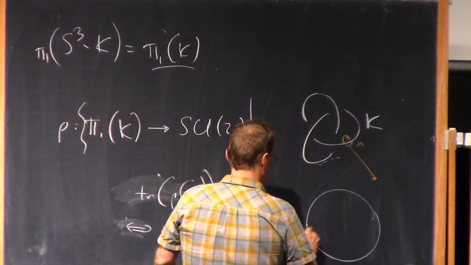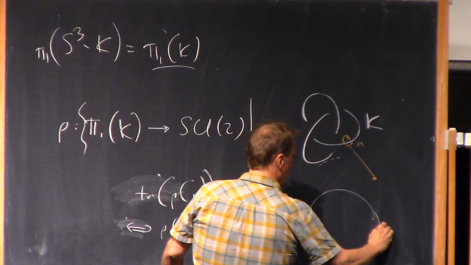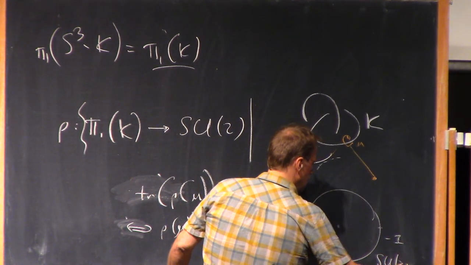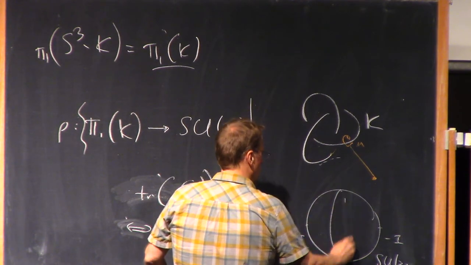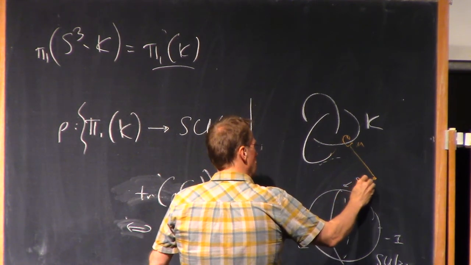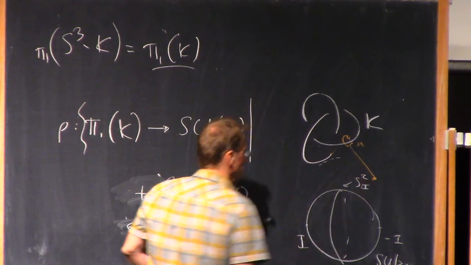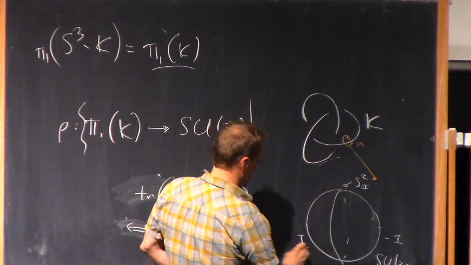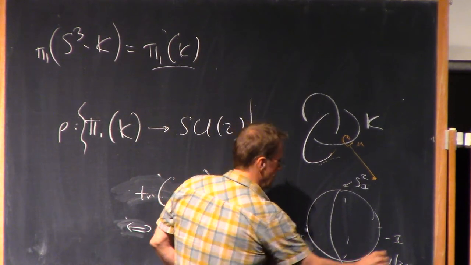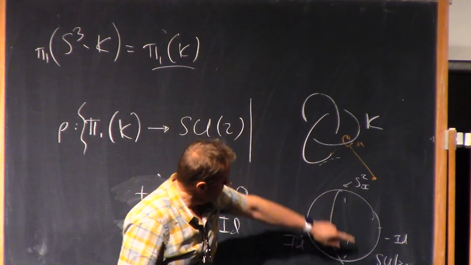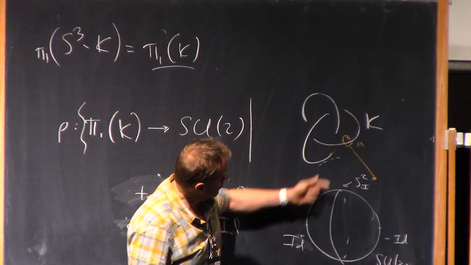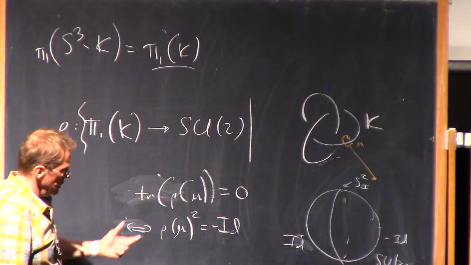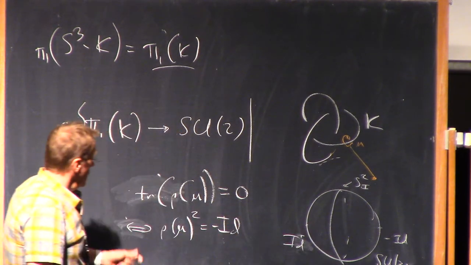Another way to say it, here's the identity, here's minus the identity, this is SU2, the three-sphere. And then there's a two-sphere, which I'll call S2i, which is the conjugates of the quaternion i in SU2. So the unit imaginary quaternions, if you like.